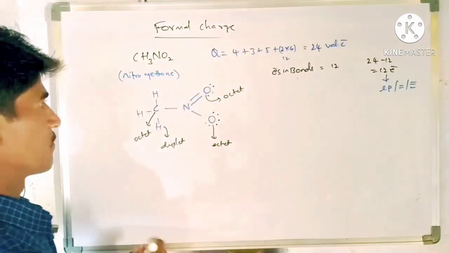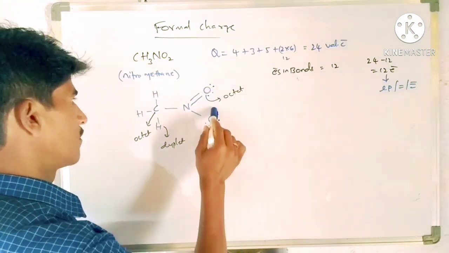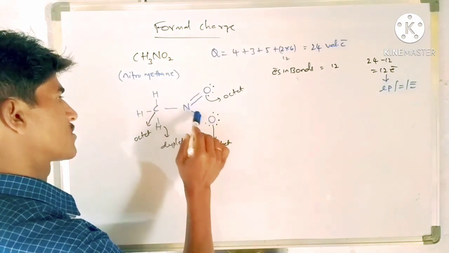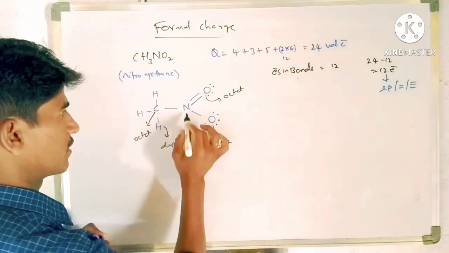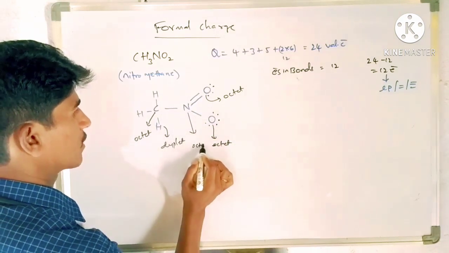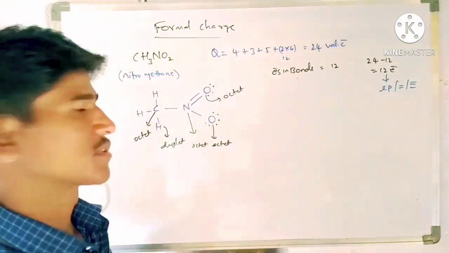Now consider this oxygen is stable, 1, 2, 3, 4, 5, 6, 7, 8, stable. This one also, 1, 2, 3, 4, 5, 6, 7, 8, stable. This nitrogen, 1, 2, 3, 4, 5, 6, 7, 8, stable, it has an octet. So all are stable, this molecule is complete and stable.